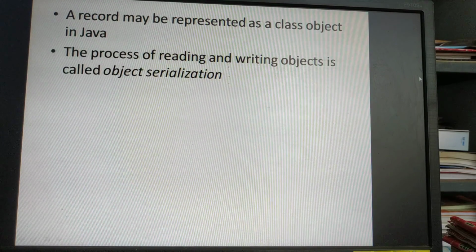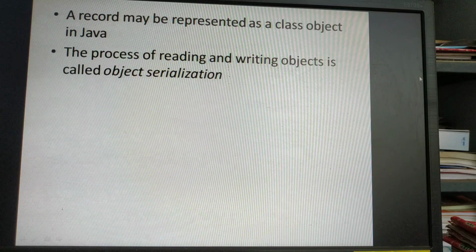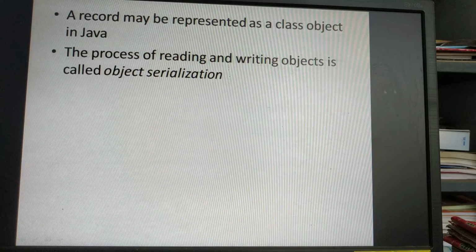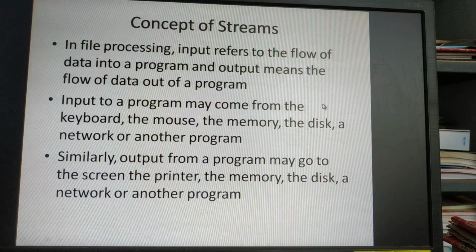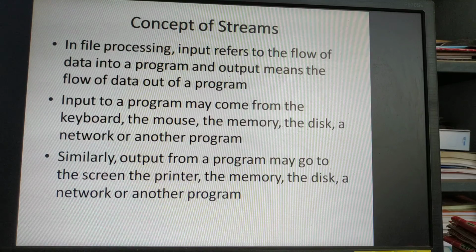A record may be represented as a class object in Java. The process of reading and writing objects is called object serialization. Now we will have the concept of streams.